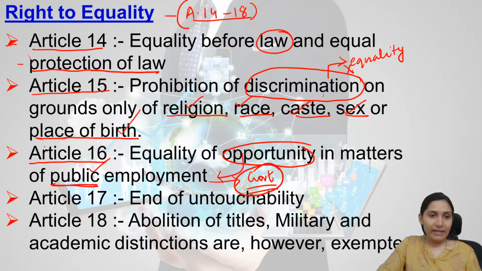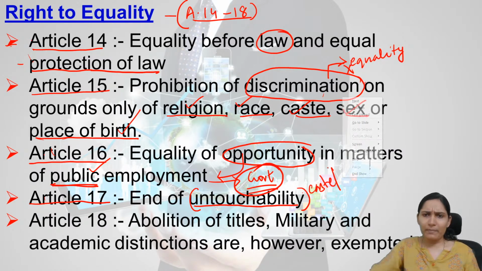Now, Article 17 talks about the end of untouchability. Untouchability based on caste, religion, subcaste, or race cannot be practiced.